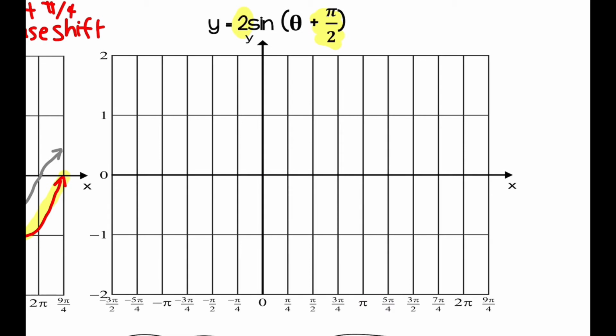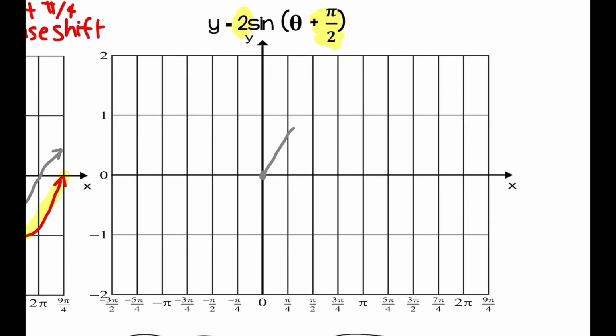The best way to do this is to deal with your amplitude last. That's the last thing you want to do. You need to deal with other things first. If there's a change in the period, you need to deal with that first. Deal with phase shifts, or if there was a +2, or something like that. If there are other things, you want to deal with all those things first. So the first thing I'm going to do is my parent function.